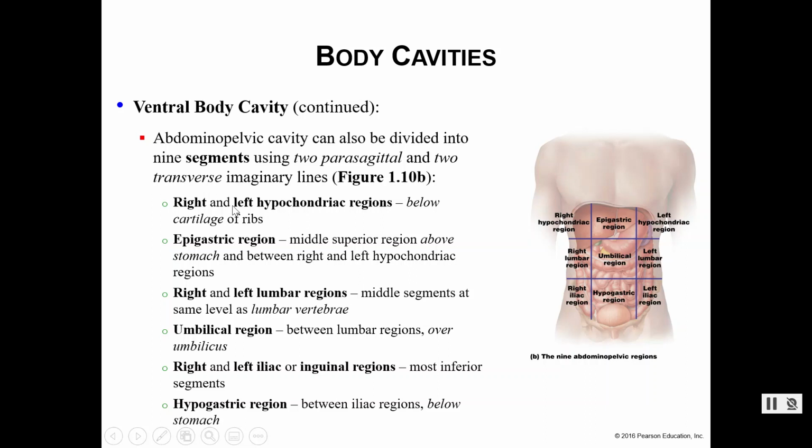These have some weird names to them. You need to know how to spell hypochondriacs. You might want to go ahead and practice that one. Okay, so we'll just go top to bottom. We have a right and left hypochondriac on either side. Hypochondriac refers to below the cartilages of your ribs. So hypochondriac: hypo is below, chondriac refers to your cartilages of your ribs. So if you imagine behind all the organs, this would be right below your rib cage.